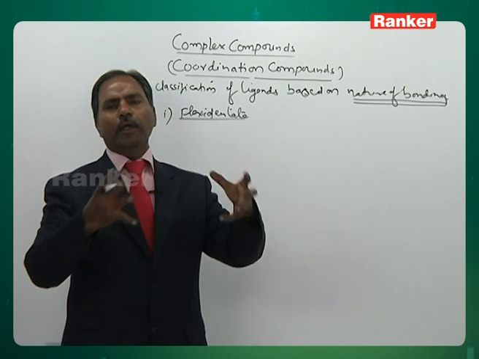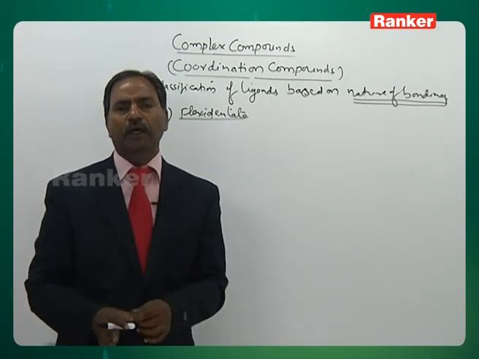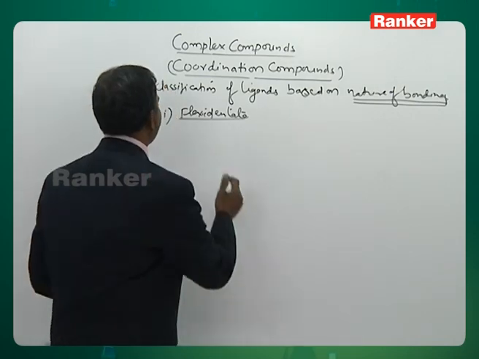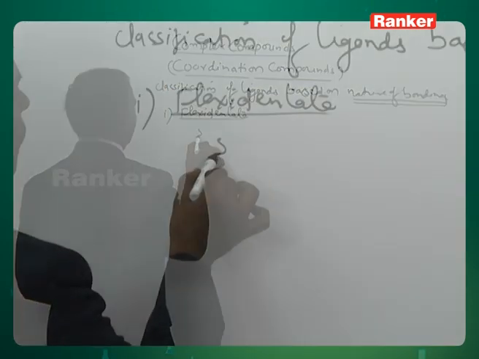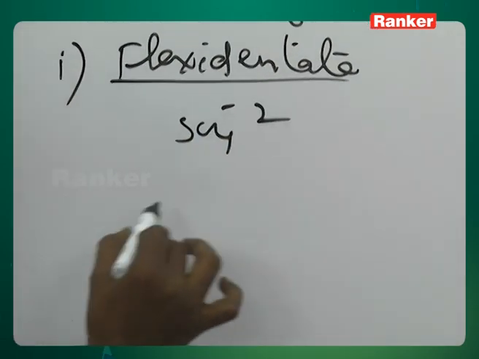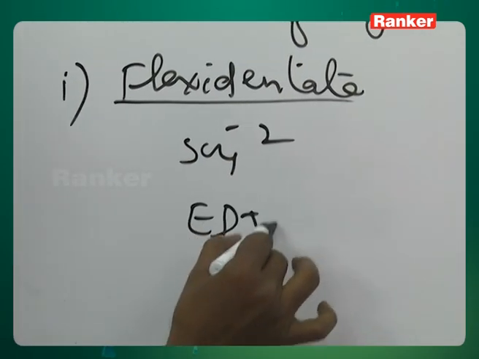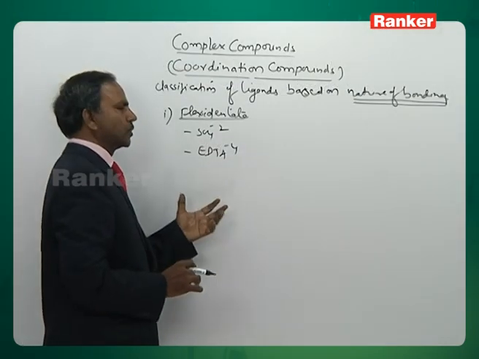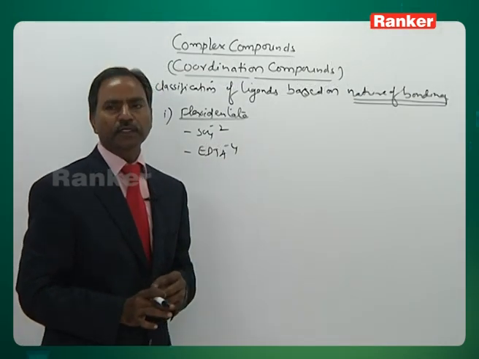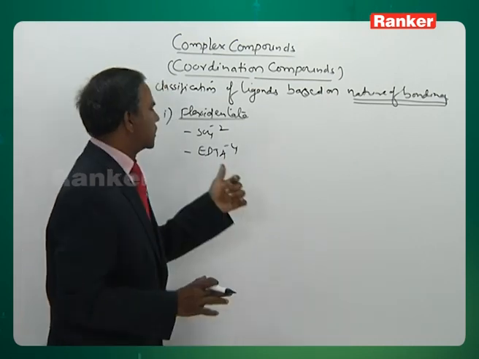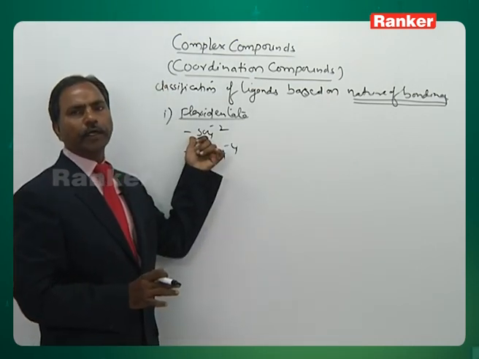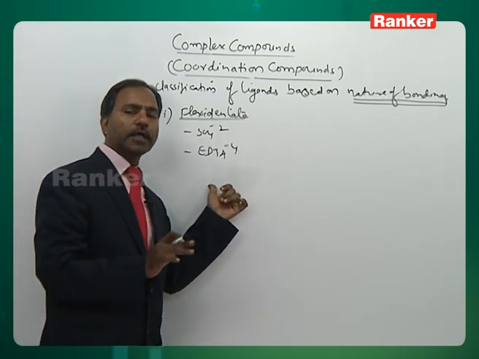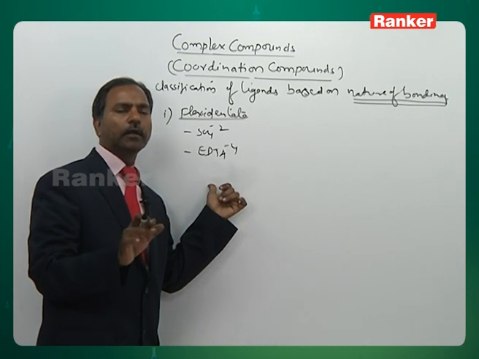Generally, all the polydentate ligands have such character, flexidenticity or flexidentate character. The best examples you can consider are the sulfato ligand and EDTA. These two ligands you can consider as flexidentate. Not only these two, almost all the polydentate ligands you can consider as flexidentate. Sulfato ligand is actually bidentate. It can also act as monodentate. EDTA is hexadentate. It can also act as pentadentate or tetradentate.